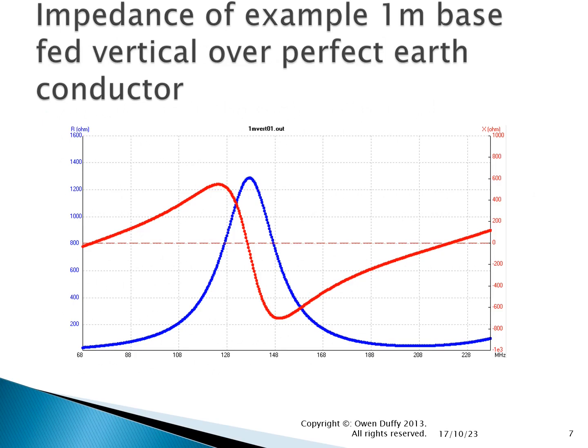For this discussion, an NEC 4.2 model of a 1 metre base-fed vertical over perfect earth conductor is used. The chart shows the resistance and reactance components at the base of this antenna over quite a wide frequency range, and it exhibits three resonances.